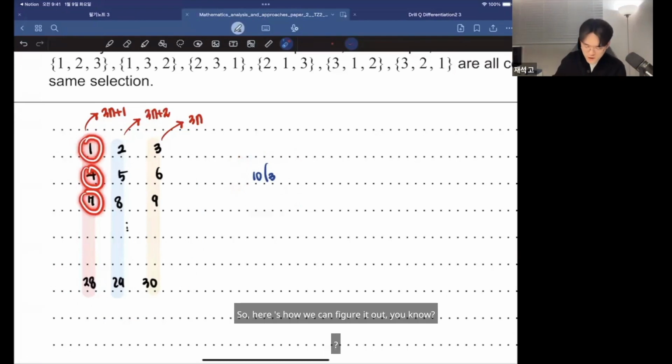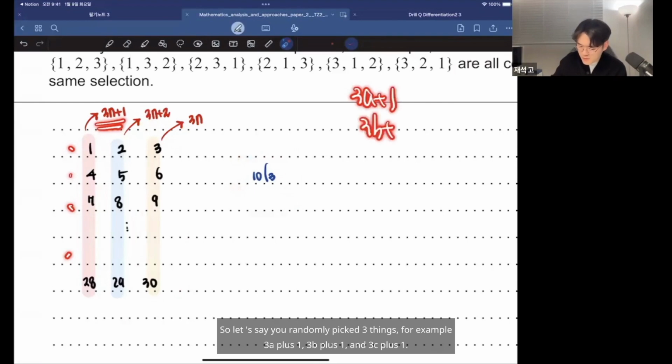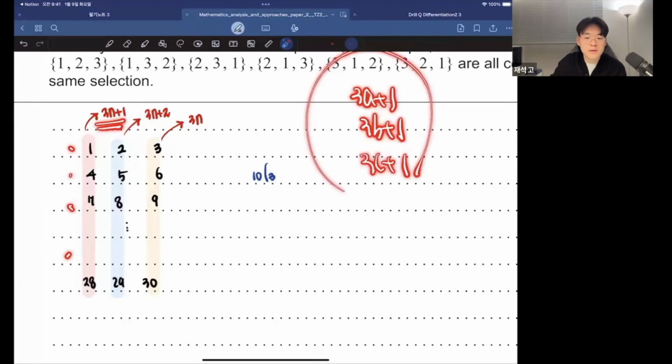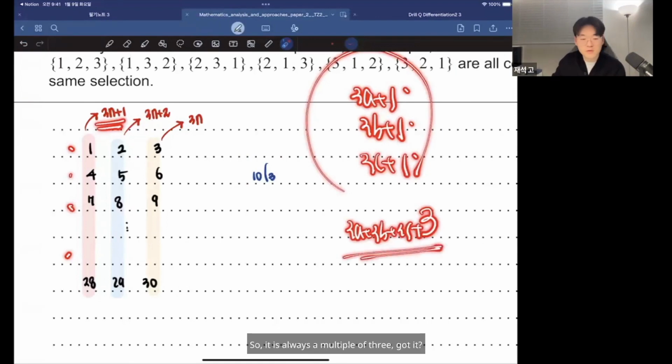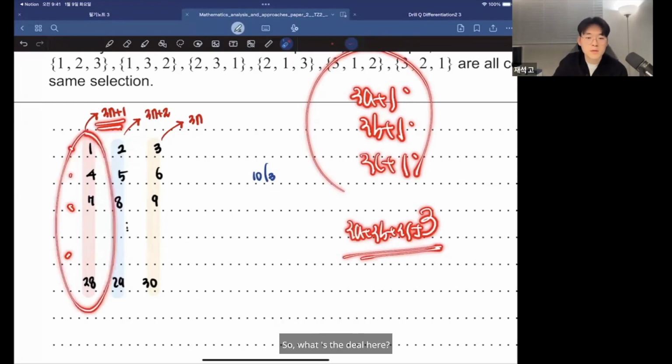So here's how we can figure it out. All these written here are the ones that are 3n plus 1, right? So let's say you randomly picked 3 things, for example, 3a plus 1, 3b plus 1, and 3c plus 1. You would add those 3 things together, right? So when 1 and 1 and 1 come together, they make 3, so it is always a multiple of 3, got it? If you take 3 numbers in the form of 3n plus 1 and add them together, you get a multiple of 3. So what's the deal here?